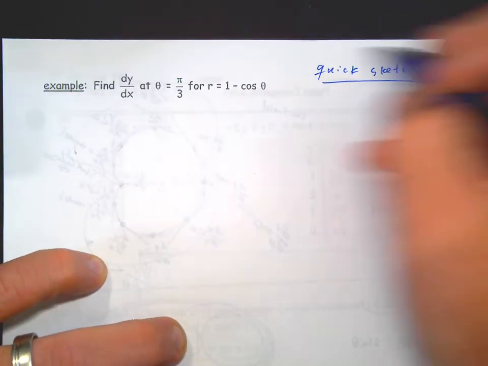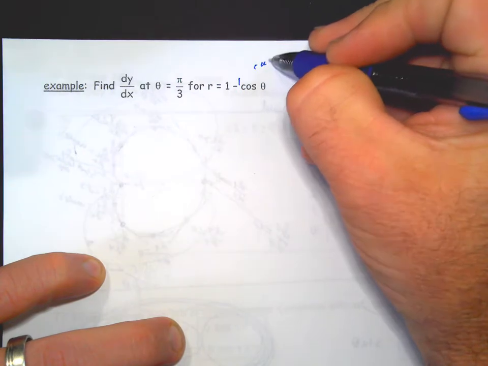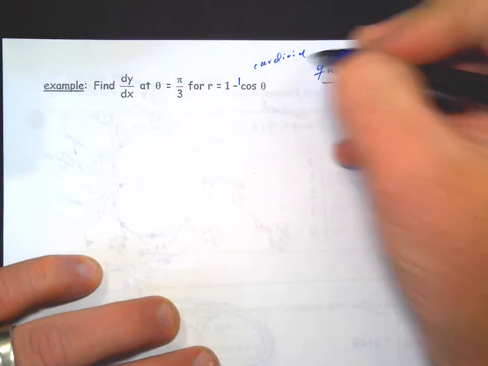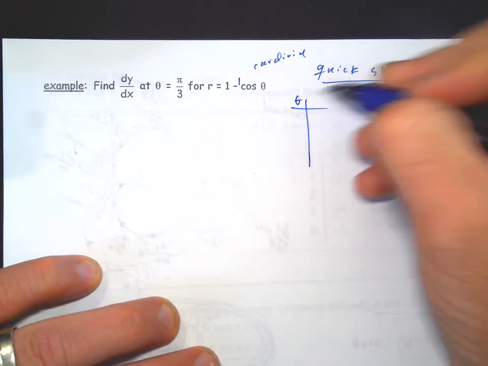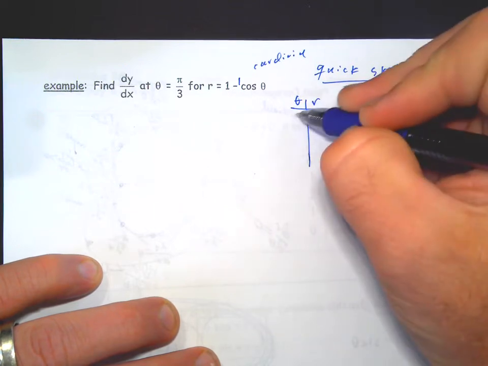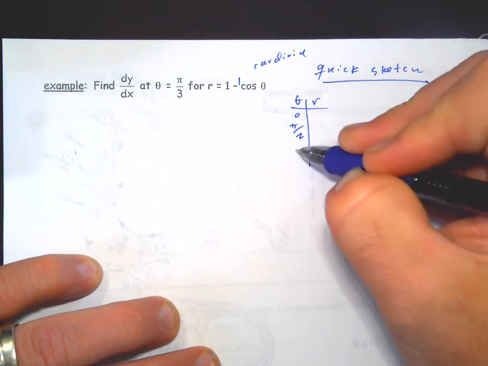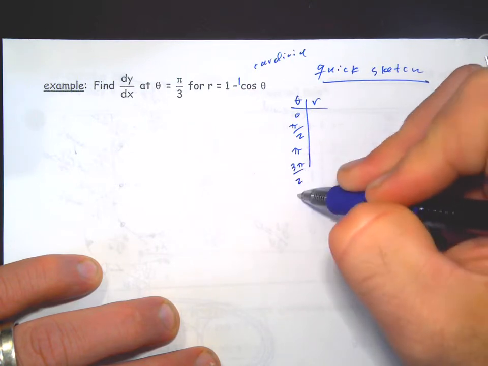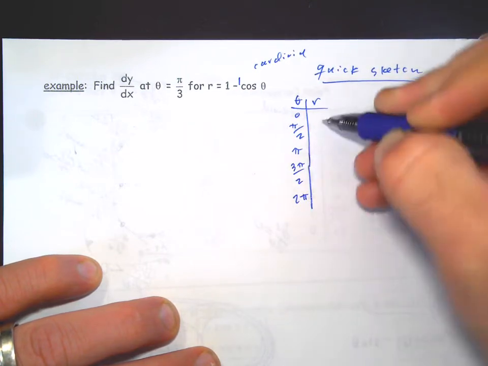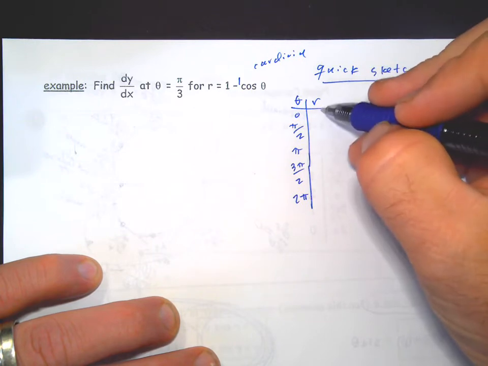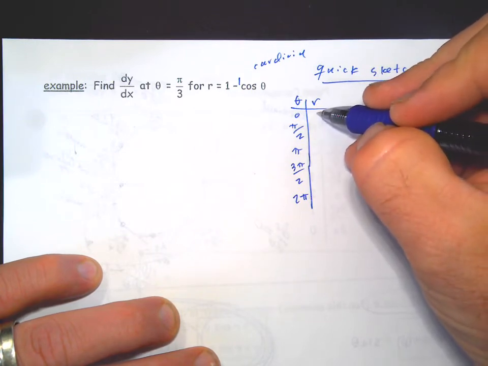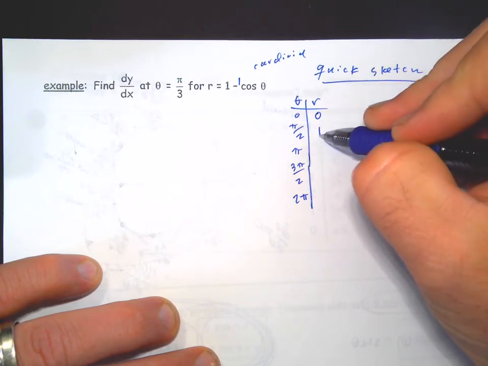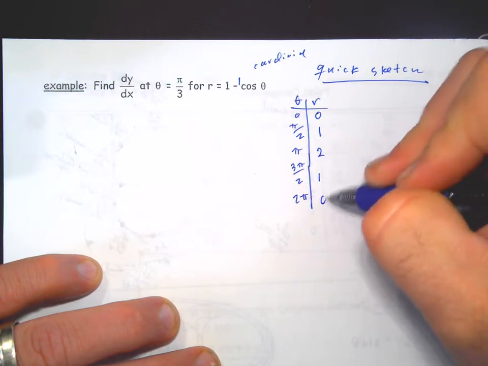So this is a cardioid, right? And we can do a quick table. Theta is going to be horizontal in orientation. You guys should be getting pretty quick at these, so this is going to give you some extra practice anyway. So that's going to be 0, 1, 2, 1, 0.